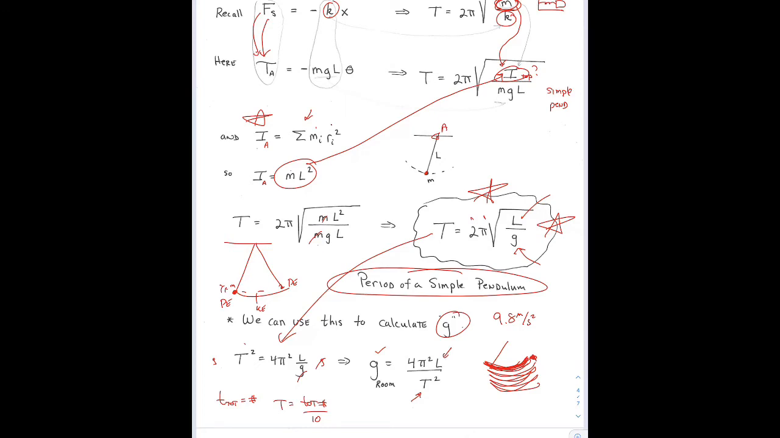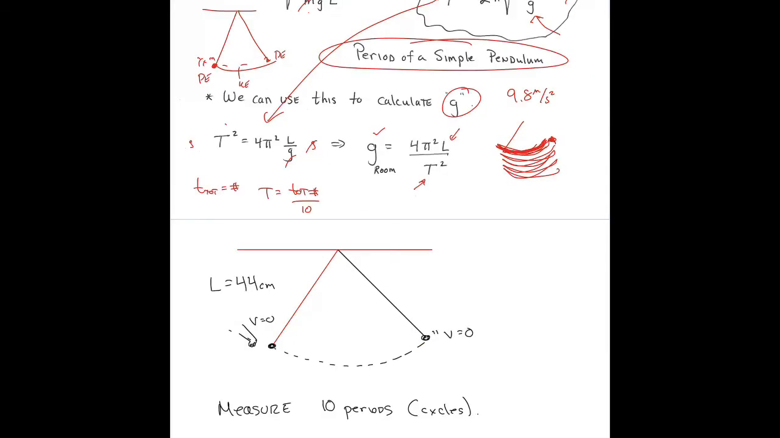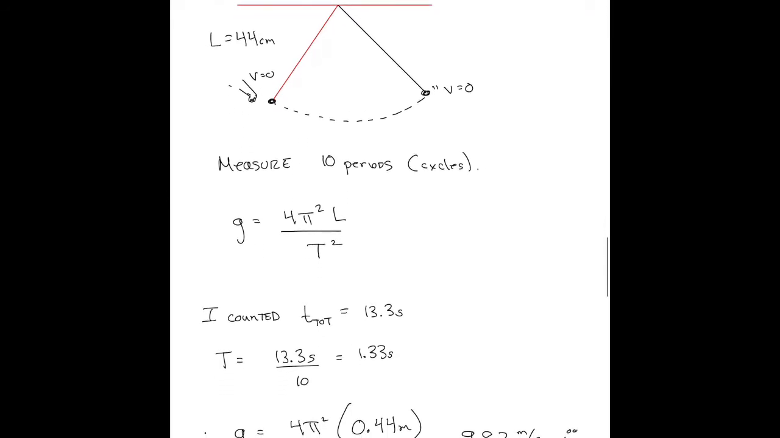So I'm going to show you a video where you know the length of the string, and you can measure the period, and you can actually calculate g using just a stopwatch and a ruler to measure the length of the string. We're going to use that expression to calculate little g. So I'm going to show you a video. There's a little pendulum, or a little pendulum bob. L is the length of the string, about 44 centimeters, and it's released here from rest, and this thing's going to swing back and forth.